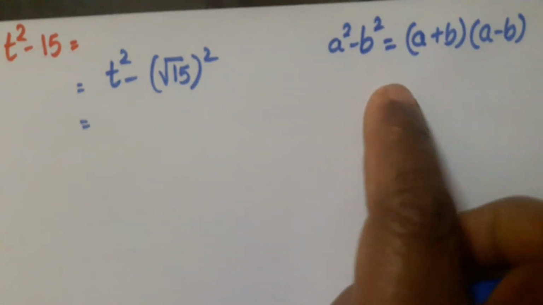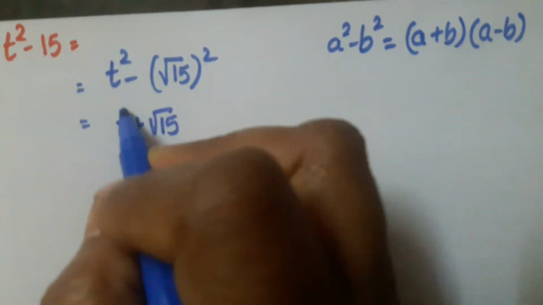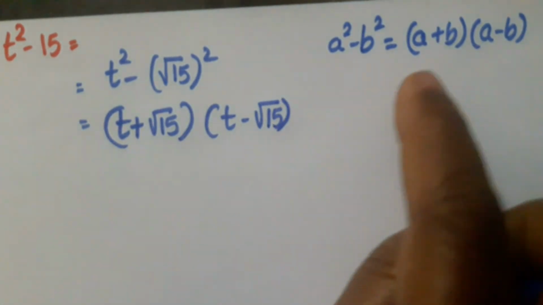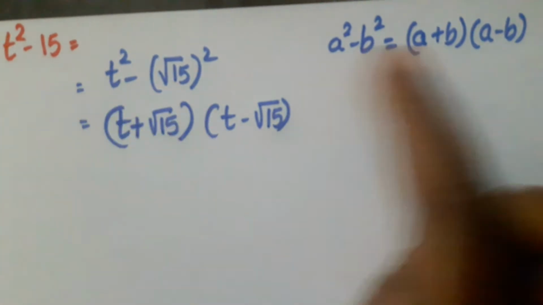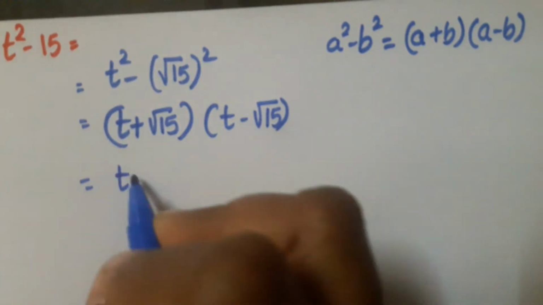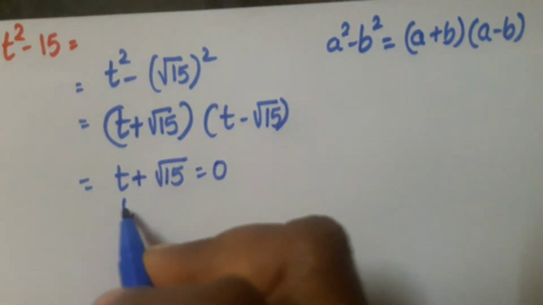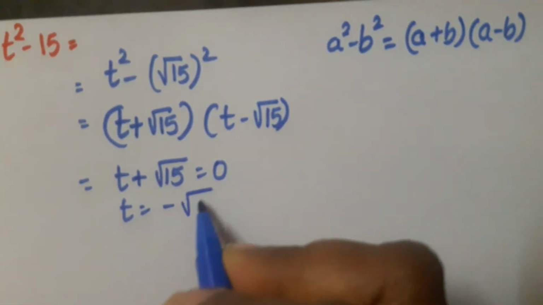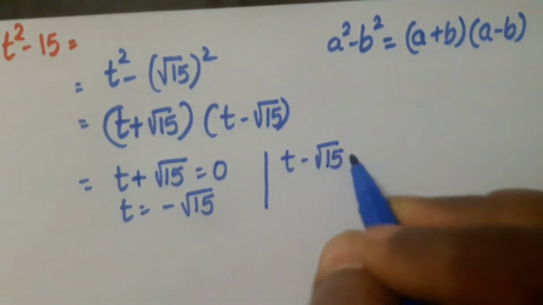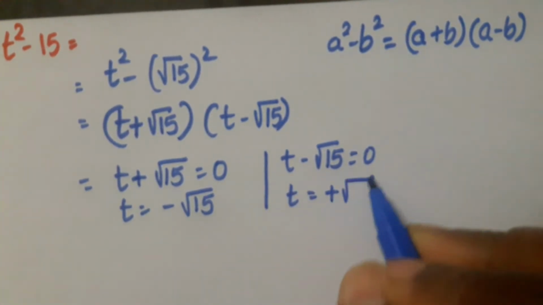I am going to apply this over here. So it will be t plus root 15 into t minus root 15. Why? Because the value of a here is t and the value of b is root 15. Now the values of t are: t plus root 15 is equal to 0, so t is equal to minus root 15 when I shift this side. The other one, t minus root 15 is equal to 0, so as I shift to the right hand side, it becomes plus root 15.